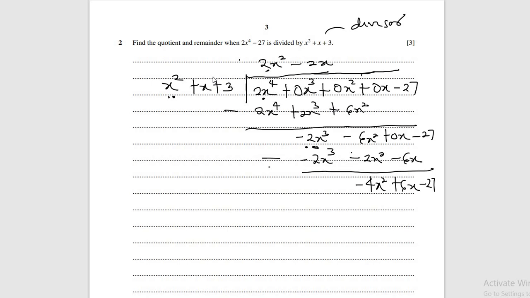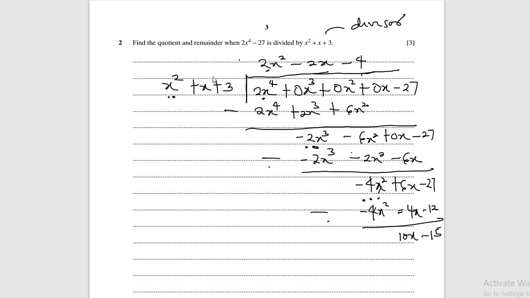So we repeat the process again. This is the first step. Minus 4x squared divided by x squared, we have minus 4. Minus 4 times the divisor again, that will be minus 4x squared. Minus 4 times x, minus 4x. Minus 4 times plus 3, minus 12. Subtract. When you subtract, this one is out. 6x minus 4x, that's 10x. Minus 27 minus 12, that's minus 15.